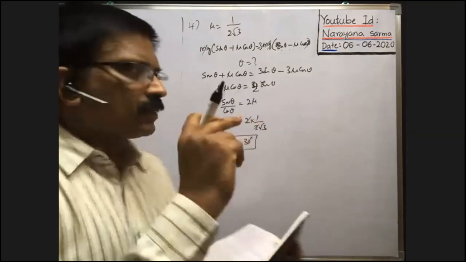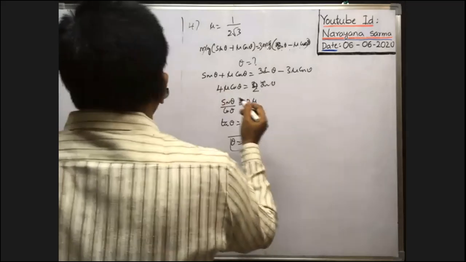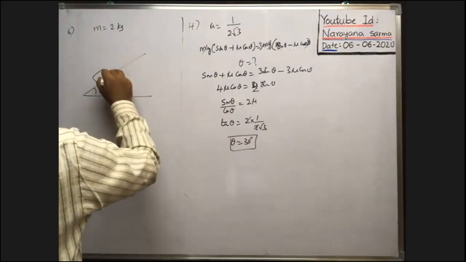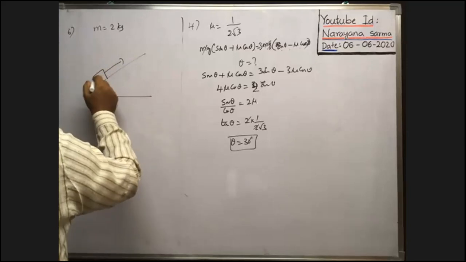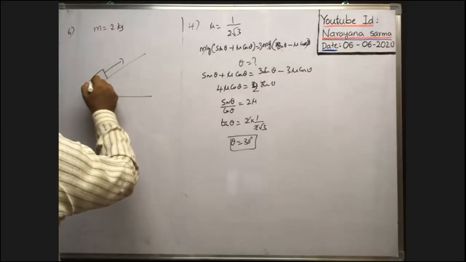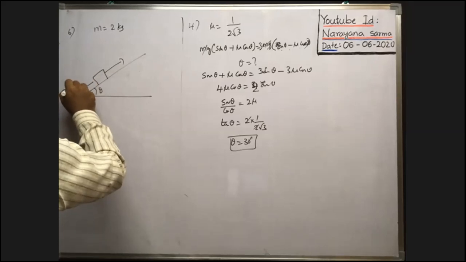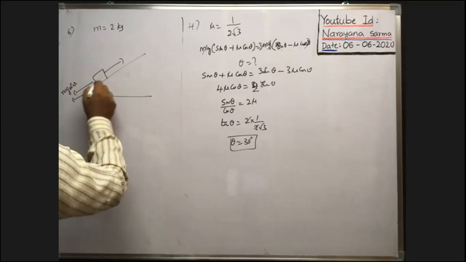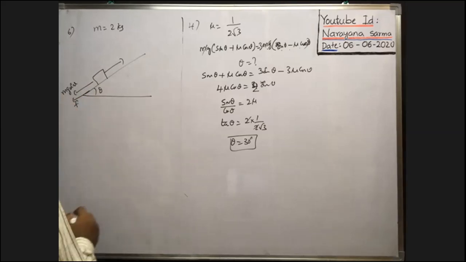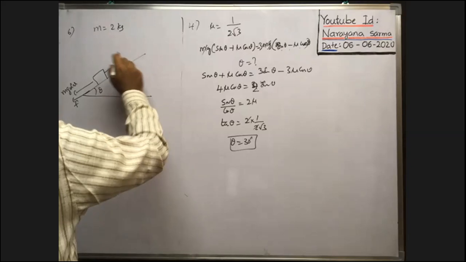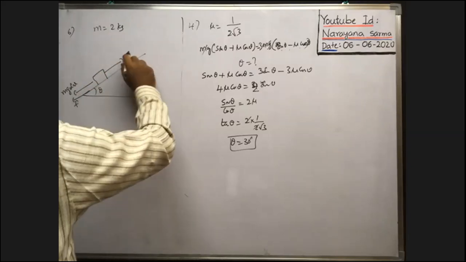While moving the body along the inclined plane upwards, the force acting on the body downwards is the weight component mg sin theta, and the frictional force also acts in the downward direction. That's why, to move the block up the inclined plane with constant velocity, the net force acting on the block along the inclined plane must be 0.